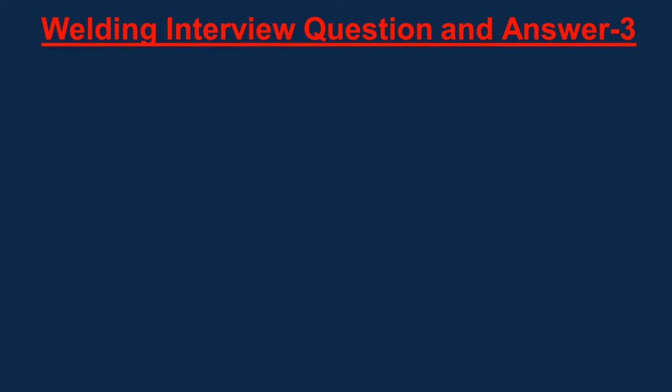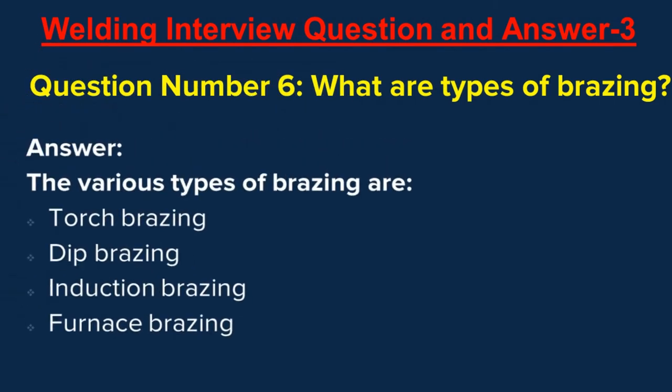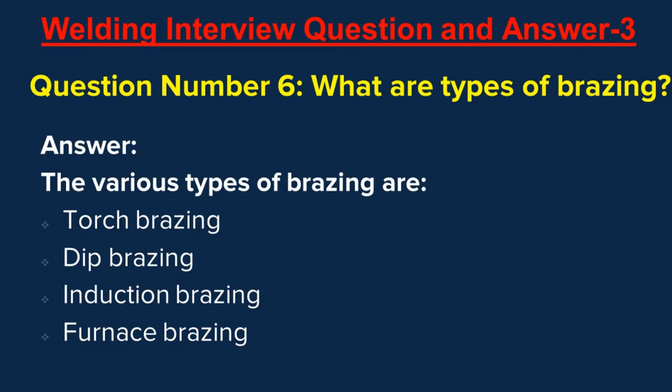Question number 6. What are types of brazing? Answer. The various types of brazing are torch brazing, dip brazing, induction brazing, furnace brazing.